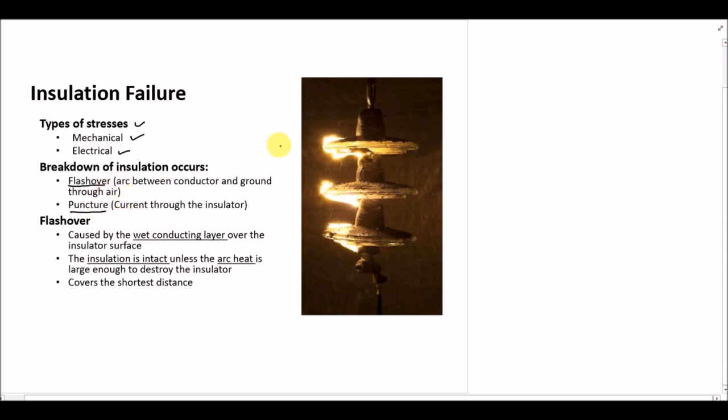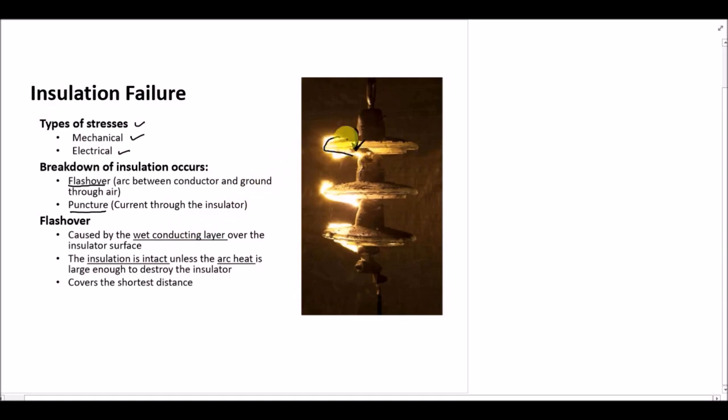In flashover, there is an arc between the conductor and the ground through the air. So it is not passing through the insulator; it is just passing through air and along the body of the insulator. But in puncture breakdown, we actually have current passing through the insulator, and it permanently damages the insulator. Now flashover is caused by the wet conducting layer that is formed over the surface of the insulator.